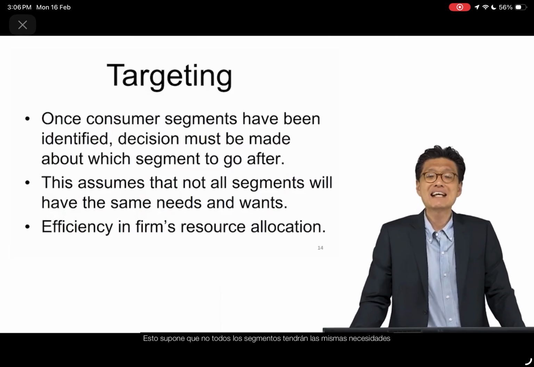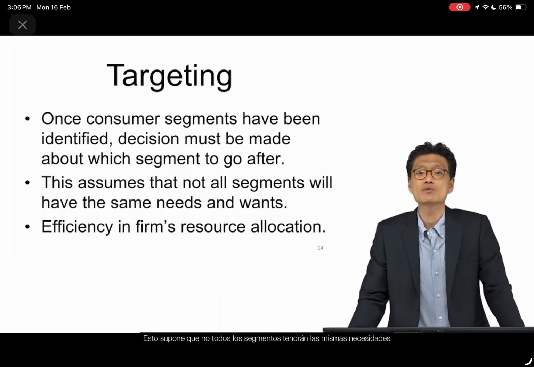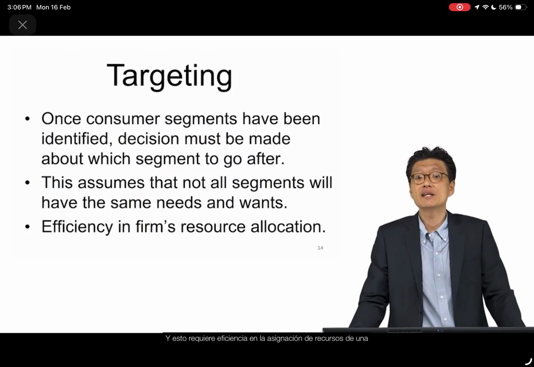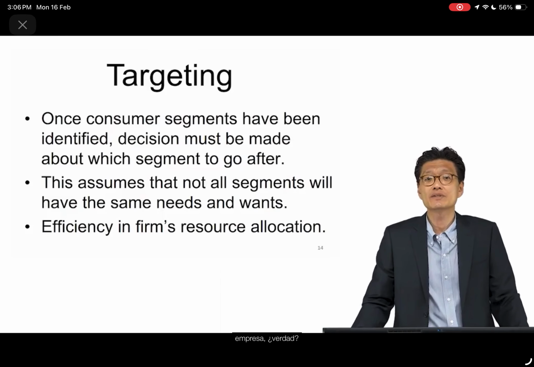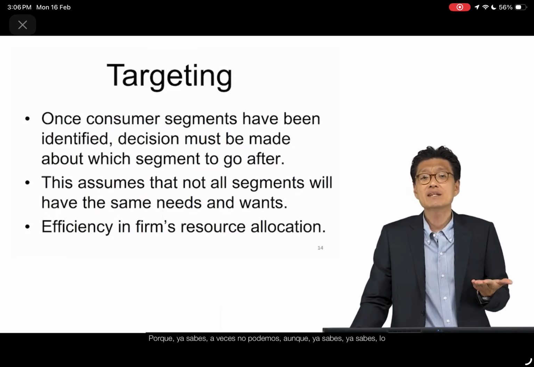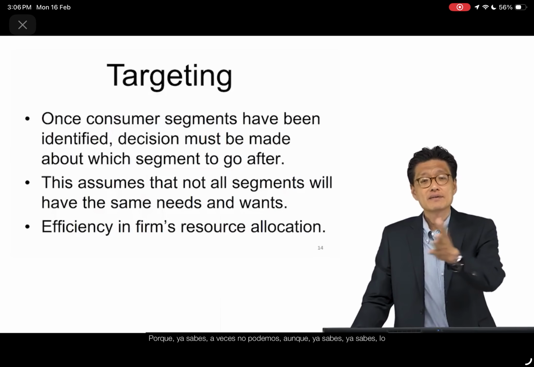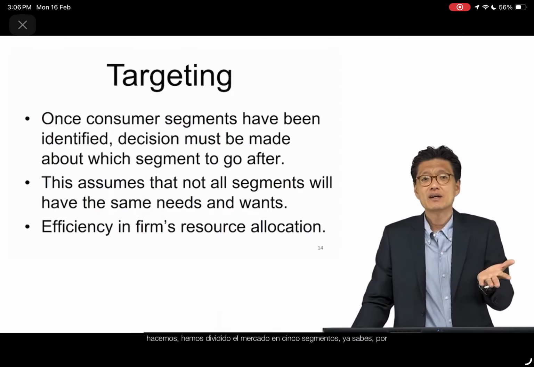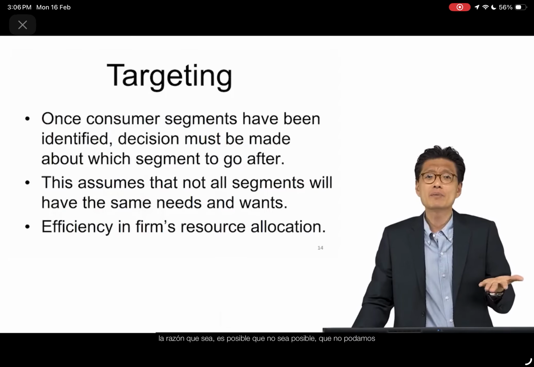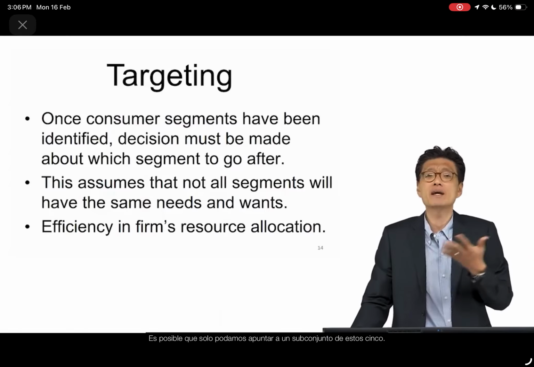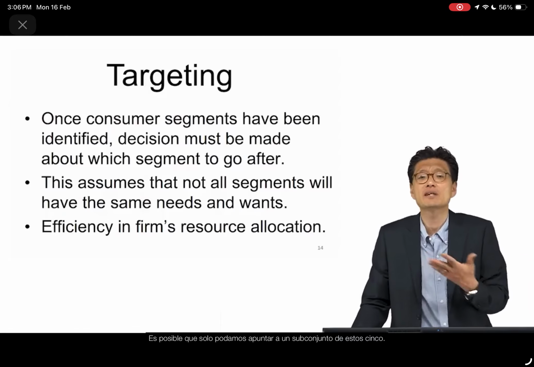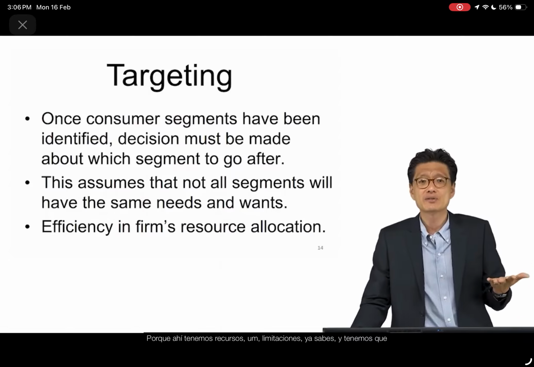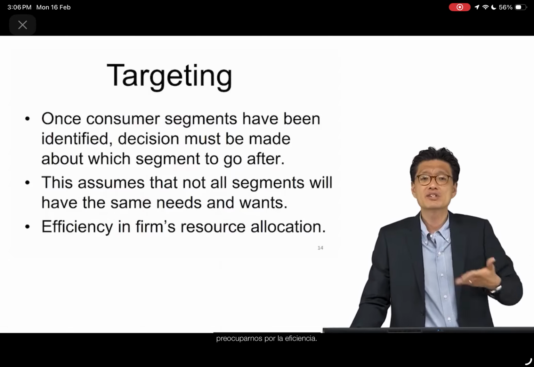This assumes that not all segments will have the same needs and wants, right? And this requires efficiency in a firm's resource allocation, because although we've divided the market into 5 segments, for whatever reason, we may not be able to target all 5. We may only be able to target a subset of these 5. Why? Because we have resource constraints, and we have to be concerned about efficiency.